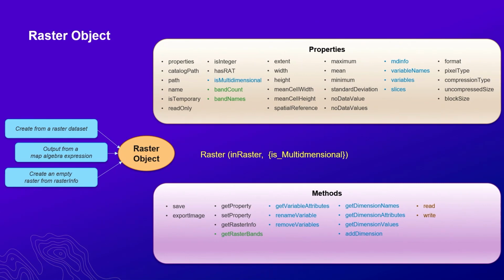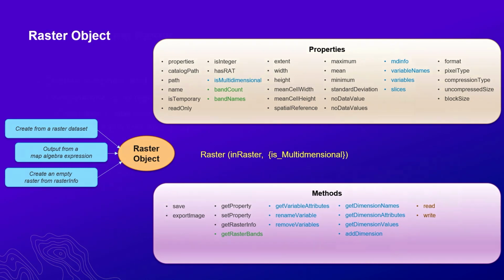On the method side, you have, of course, the save. You also have a way to export image. Then you have a bunch of methods to get or set your property and get a raster band out of it. Then you have a set of methods to work with multidimensional variables and dimensions. And you have read and write to read a Numpy array from a raster or create a raster from a Numpy array.